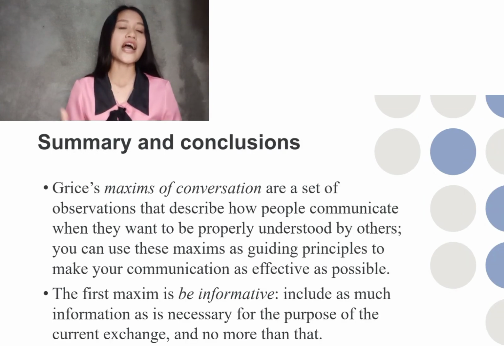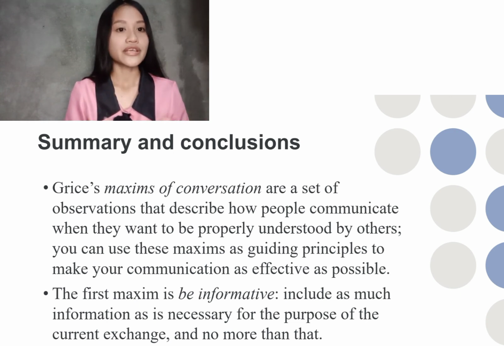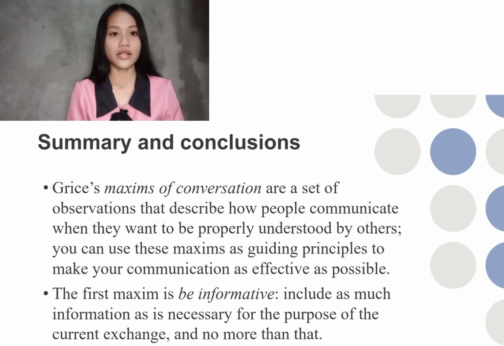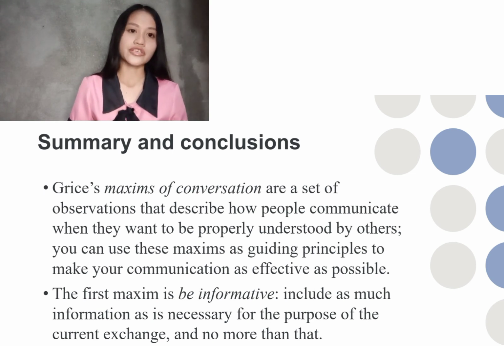So let's have the summary, the conclusion. Grice's maxims of conversation are a set of observations that describe how people communicate when they want to be properly understood by others. You can use these maxims as guiding principles to make your communication as effective as possible. The first maxim is be informative. Include as much information as is necessary for the purpose of the current exchange and no more than that. And the second maxim is be truthful.